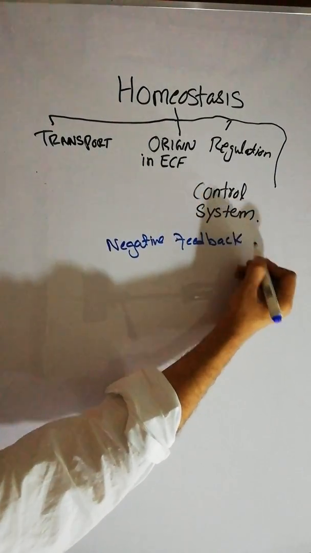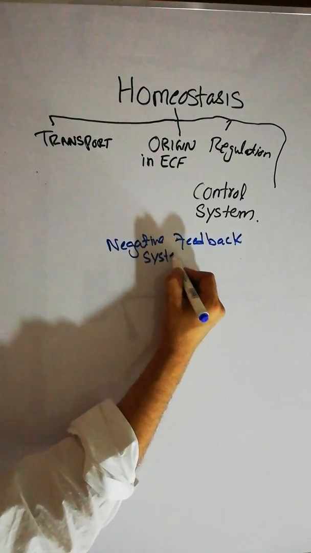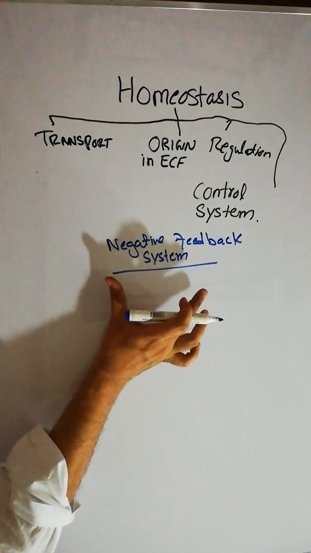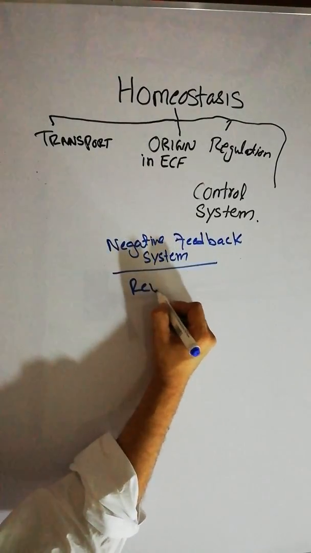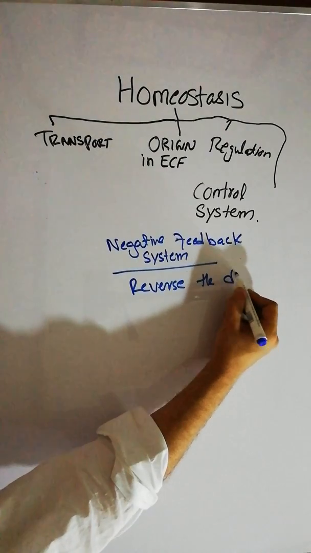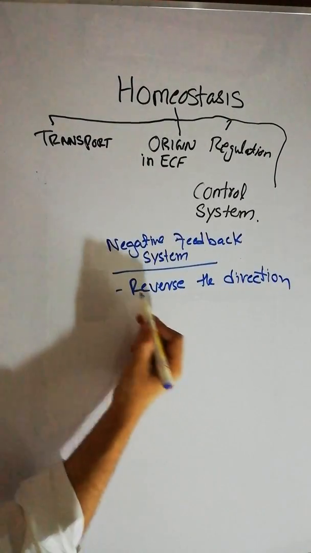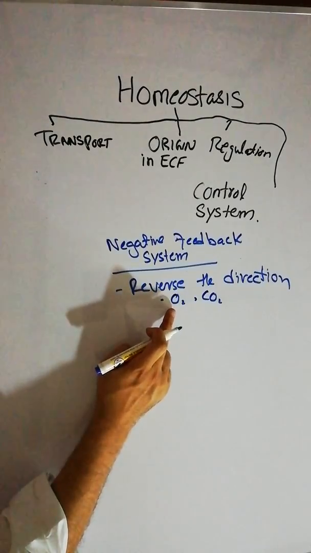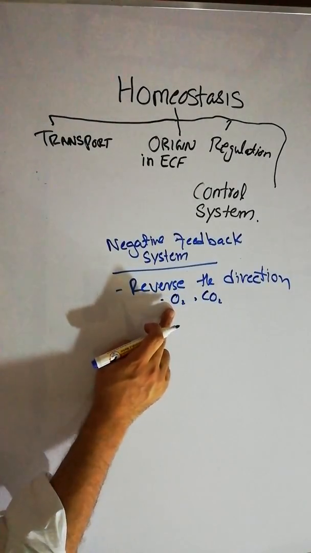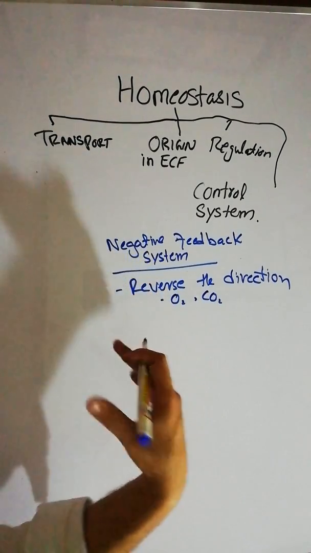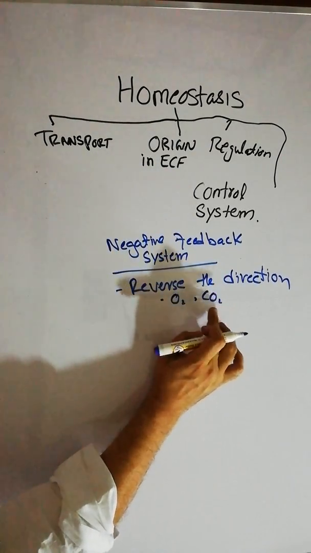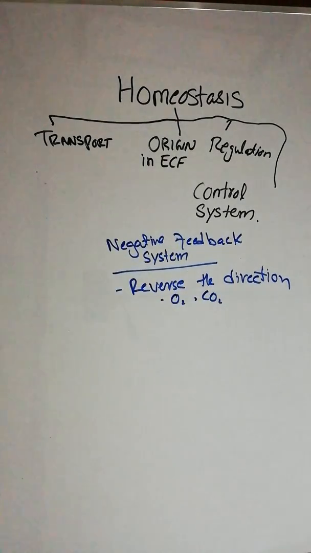Which is a control system. We previously discussed that it is a system which reverses the direction of a stimulus. We discussed the example of oxygen and carbon dioxide, that if the concentration of oxygen is falling, then through the negative feedback mechanism, the concentration of oxygen will be restored. Similarly, if the concentration of carbon dioxide is rising, then through the negative feedback mechanism, the concentration of carbon dioxide will be decreased. Today, we will discuss the same negative feedback mechanism for blood pressure control.